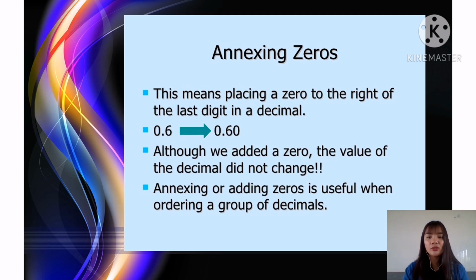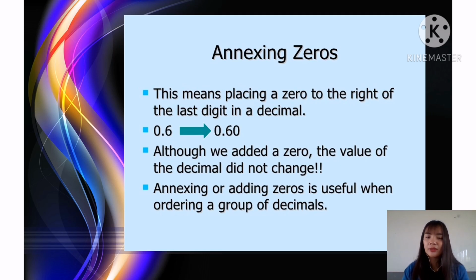How are we going to compare if the other has hundredths in place value? Then we have 0.6, which is in the tenths place. So we're going to add 0 to the right to make it hundredths. Although we added a 0, the value of the decimal did not change. Annexing or adding zeros is useful when ordering a group of decimals.